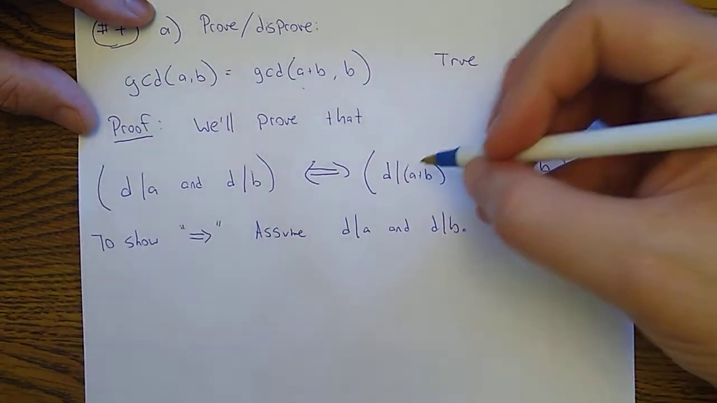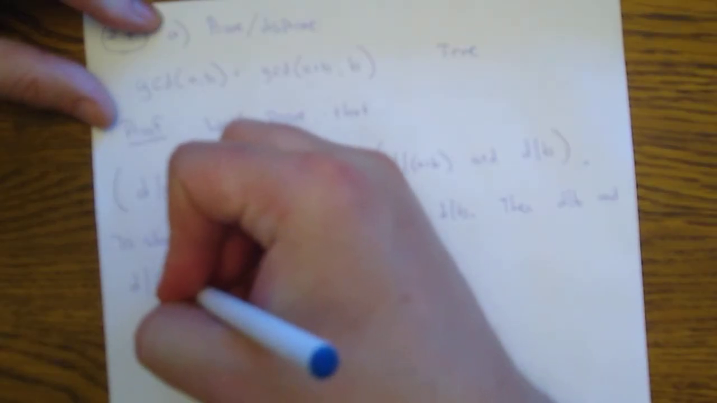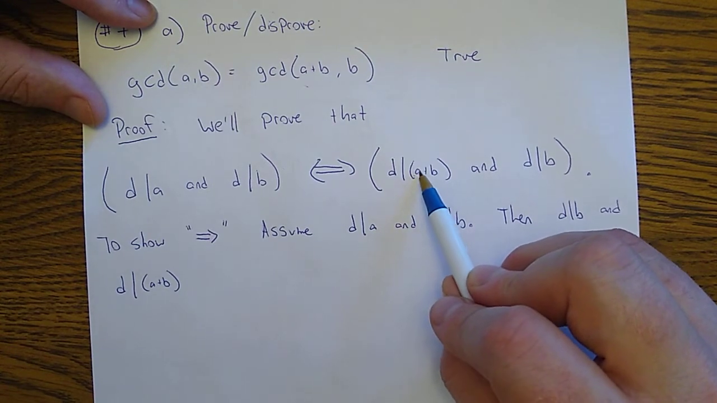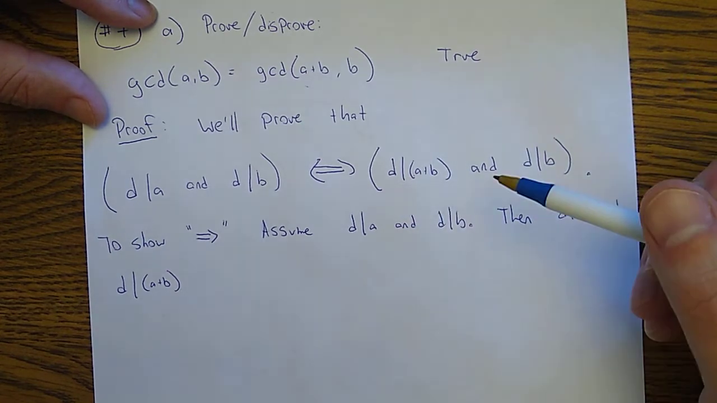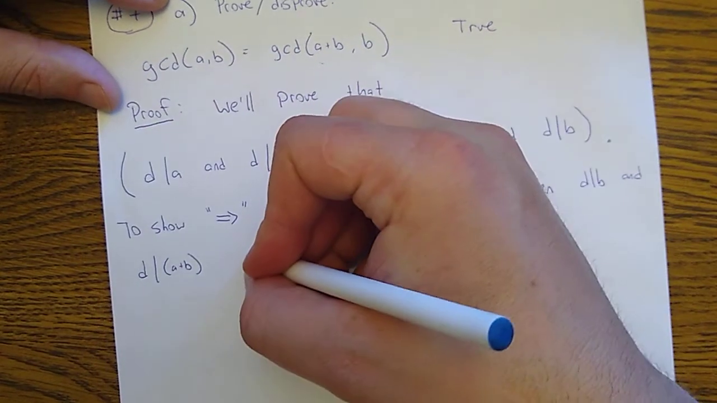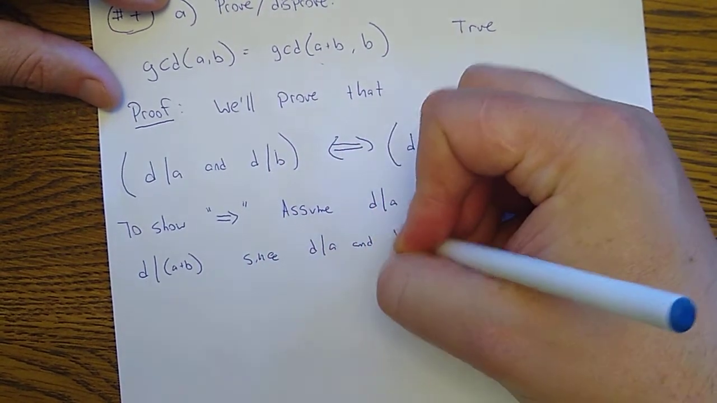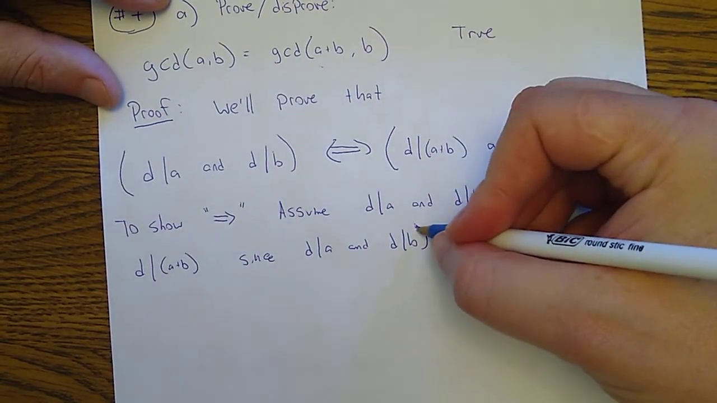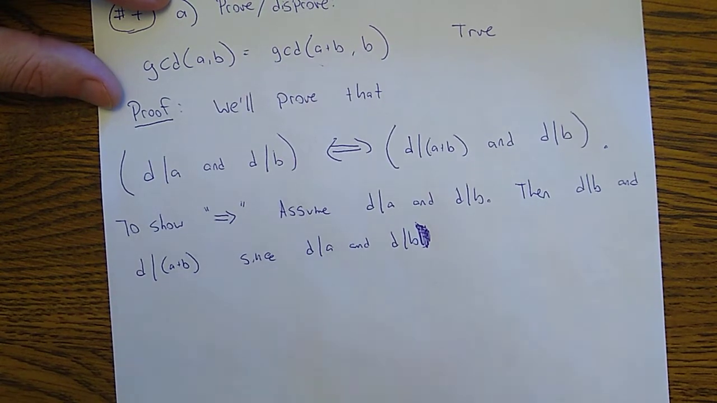This one is easy enough. If each one of these numbers is a multiple of D, then I add them together and it's still a multiple of D. That's a basic fact that we learned. If D divides A and D divides B, then D divides A plus B.